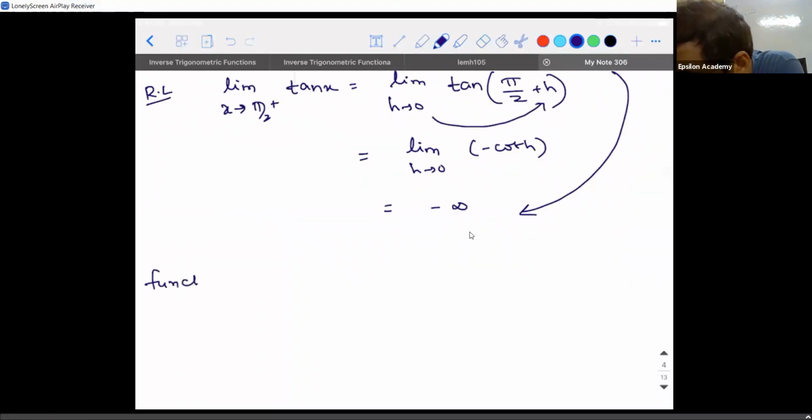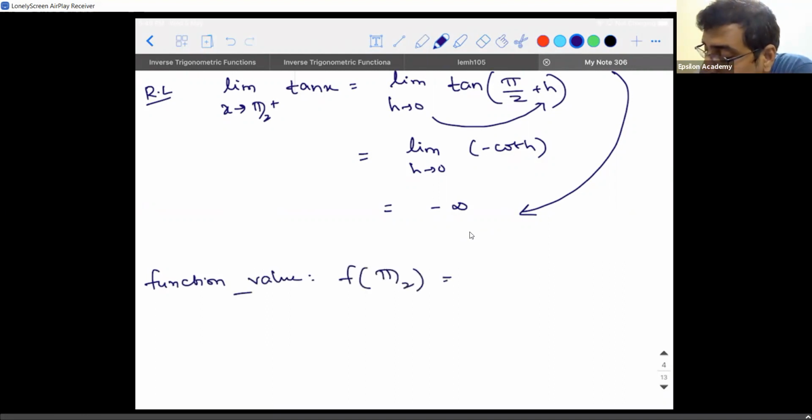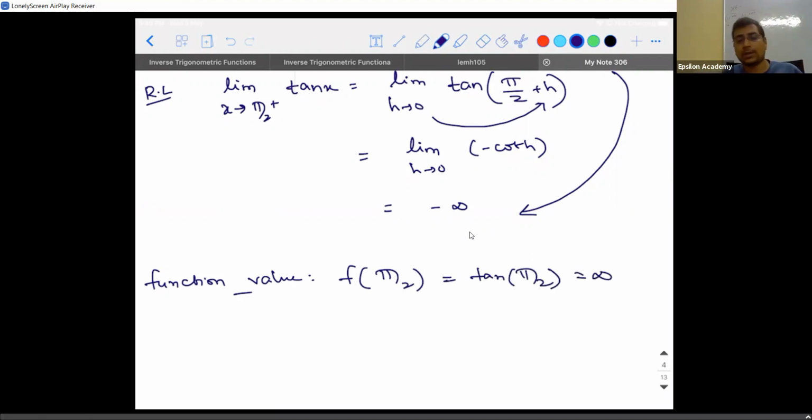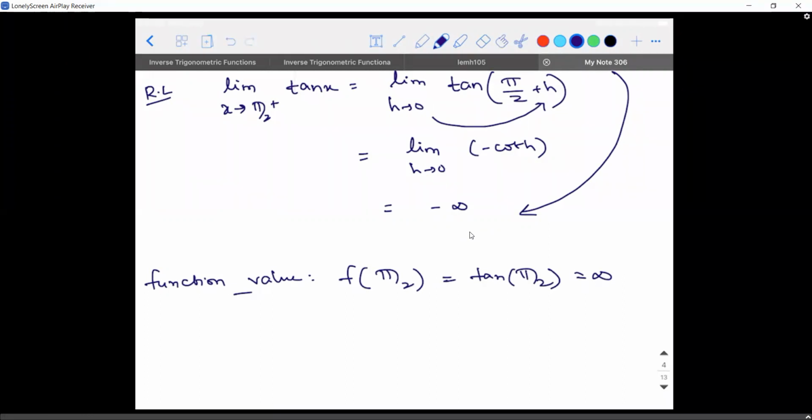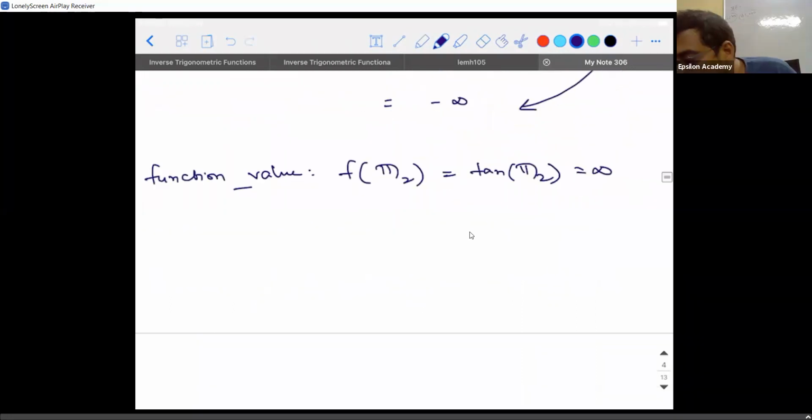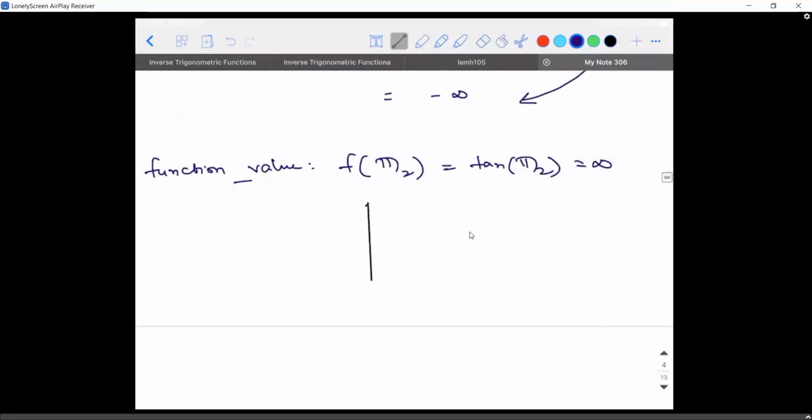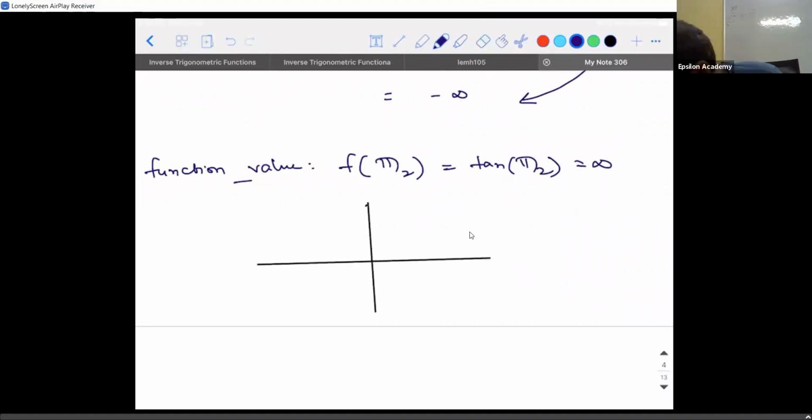What is the function value f of pi by 2? That is tan pi by 2, which is also infinity. Now you guys tell me, what kind of a function is it? Is it a continuous function? Left continuous, but not right continuous. Right discontinuous. Now you go and revisit the graph and see. You will understand the graph better. How is the graph of tan x? It will be something in this shape. What is this point, guys?